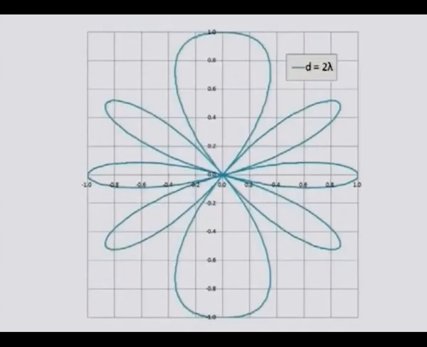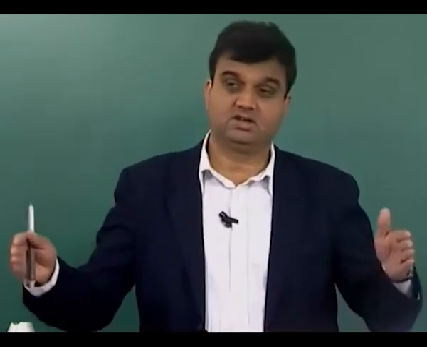And finally, we have d over lambda equals 2, and here once again we have a very sharp lobe in the 0 and 180 degree directions, while there are other lobes also, and the lobes in the 90 and 270 degree directions are fairly wide. So you get a feel of what is going on as we keep on increasing the value of d with respect to lambda. What we see is that the larger the value of d with respect to lambda, the more the number of lobes we have on the directivity pattern.